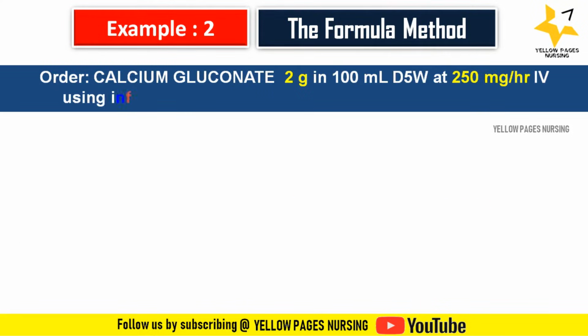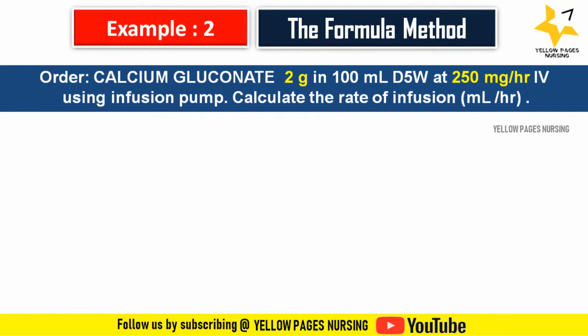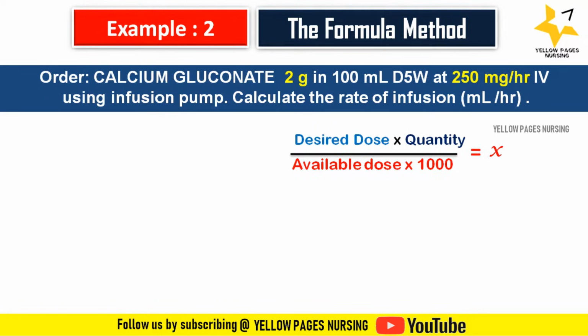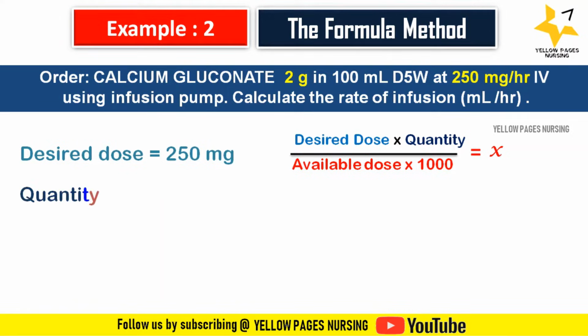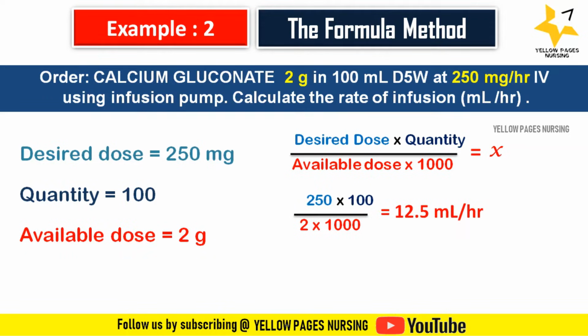Next example is calcium gluconate 2 gram in 100 ml D5 water at 250 milligram per hour IV using infusion pump. Calculate the rate of infusion, that is ml per hour. The formula will be desired dose multiplied by quantity divided by available dose multiplied by 1000, which gives X. Because the doctor's order is given in grams, and in order to convert it into milligrams, we are multiplying the denominator by 1000. So the desired dose is 250 milligram, quantity is 100 and available dose is 2 gram. And applying all in the formula, we get 250 multiplied by 100 divided by 2 multiplied by 1000, which gives 12.5. That is, we set 12.5 ml per hour in the infusion pump.